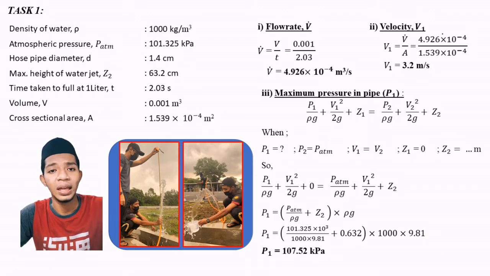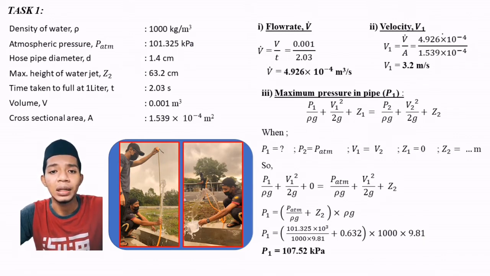First, the flow rate we can calculate based on the formula. Flow rate equals volume divided by time taken. So see on the slide. When we substitute the data of the volume and time taken, we can get the flow rate is 4.926 multiplied by 10 to the power of -4 meter cubed per second.